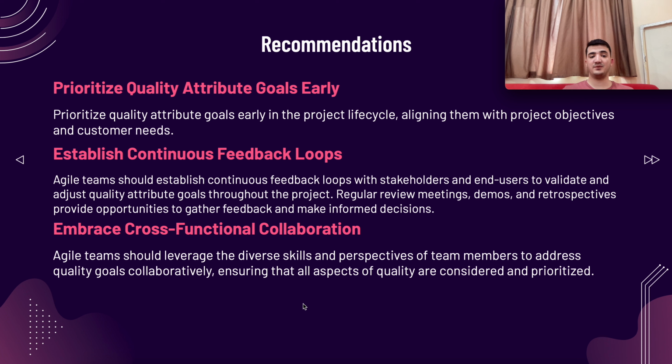Additionally, you want to establish continuous feedback loops with stakeholders and end users to validate and adjust quality attribute goals throughout the project. You want to have regular review meetings, demos, and retrospectives that provide opportunities to gather feedback and make informed decisions. The point of all of this is that you can stay on top of your project and ensure that a lot of feedback is taken back and applied to improve it.